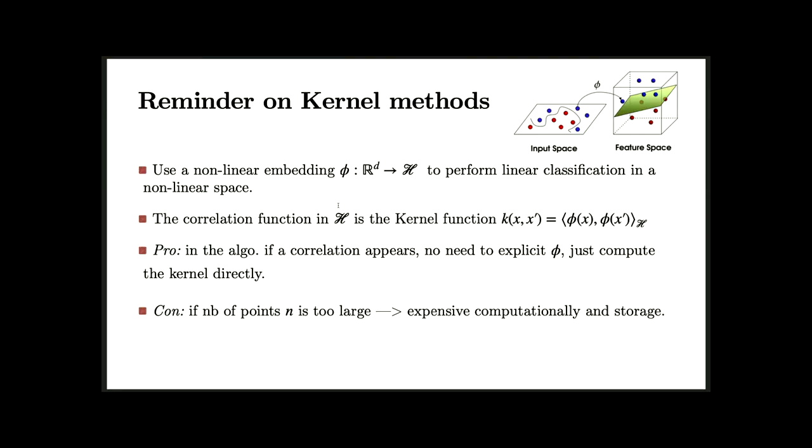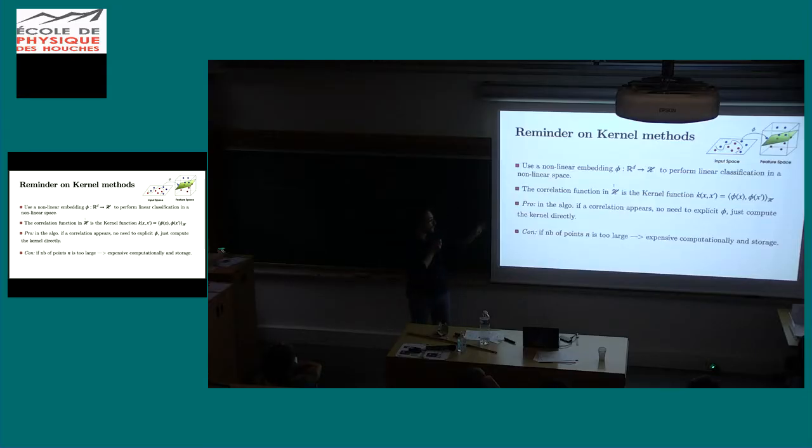The pro of the kernel method is that if the correlation appears in an algorithm, you don't have to compute this phi, you just compute the kernel directly. But the con is that if the number of points is too large, you have to compute this correlation matrix for the large number of points that you have, and it can be really expensive to compute and to store.